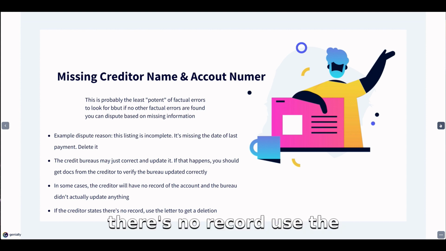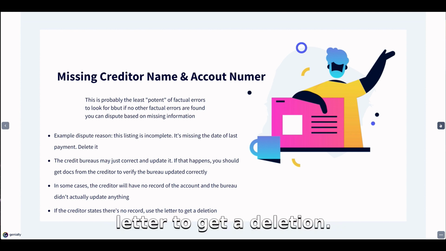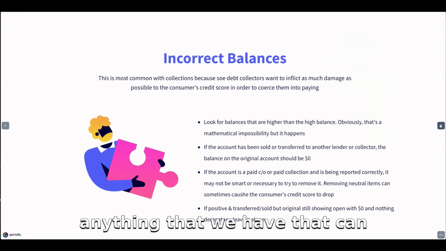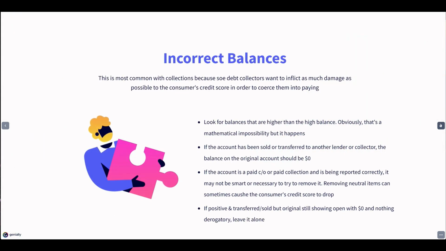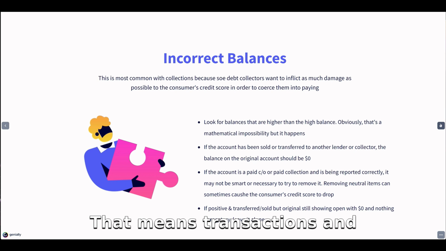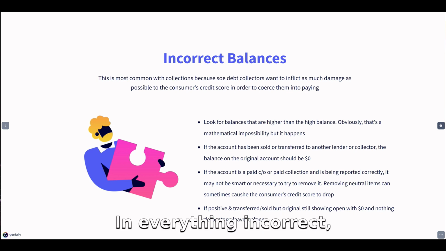So if the creditor states that there's no record, use the letter to get a deletion, okay? Because remember, anything that we have that can be used as proof, we need to use it. That means transactions and statements and credit reports and everything.